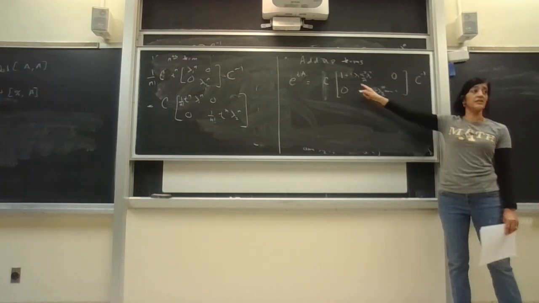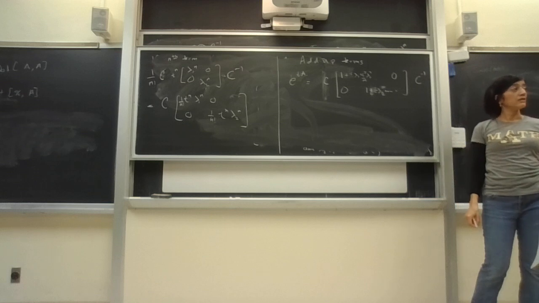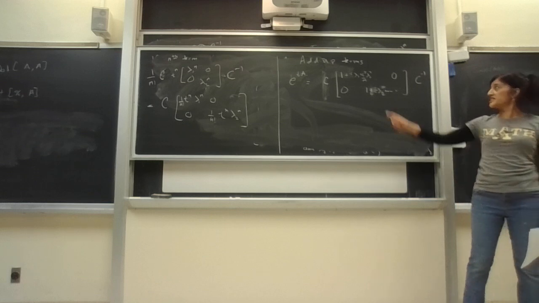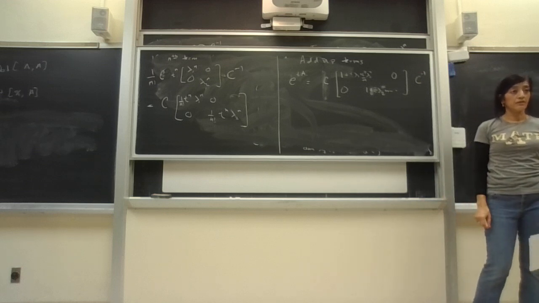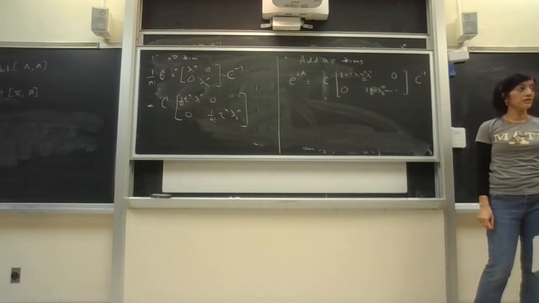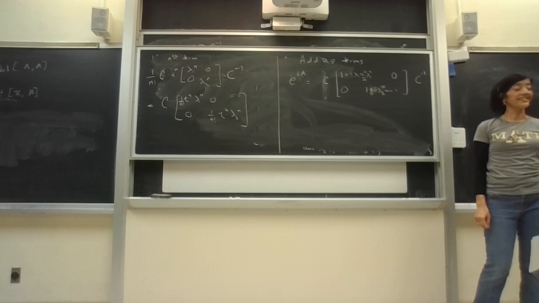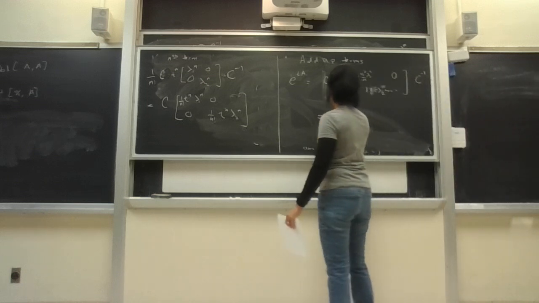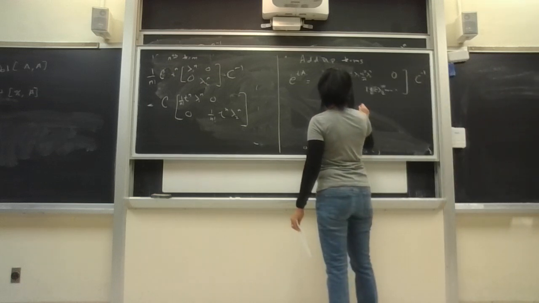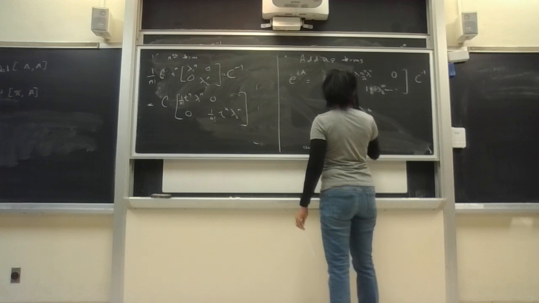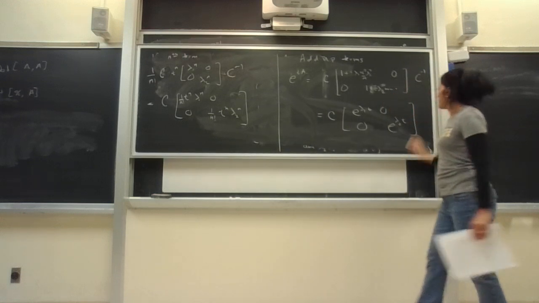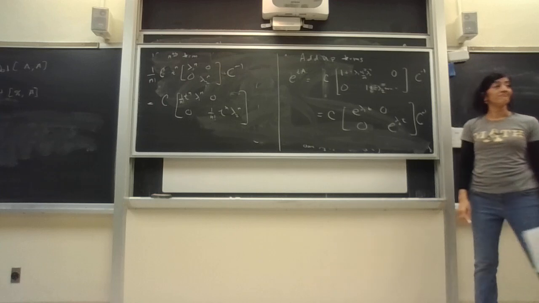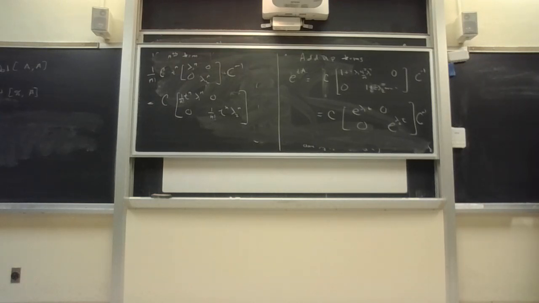What is this the series for? This is just like a power series from when you first saw it. That's right. So this thing is really C times the matrix e to the lambda 1 t, 0, 0, e to the lambda 2 t, times C inverse. Pretty cool.